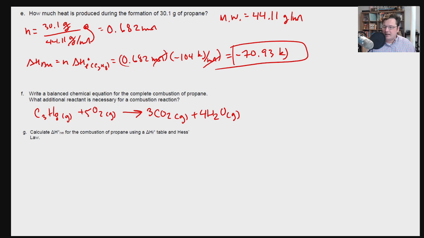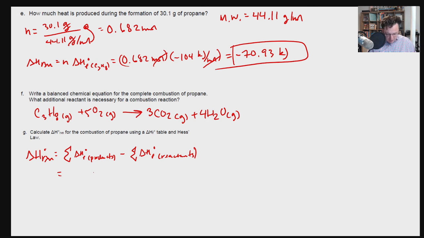The next thing is, calculate the delta H of the reaction for the combustion of propane using the delta HF table and Hess's law. In this case, we can simply calculate the delta H of this reaction by doing the sum of the delta HF of the products minus the sum of the delta HF of the reactants.